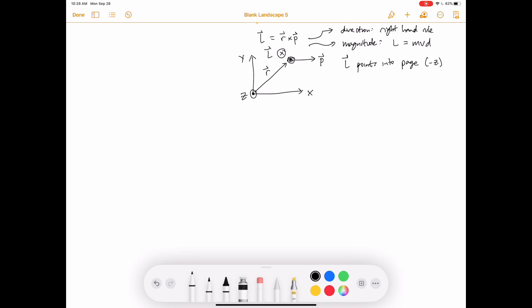Okay, so how about we calculate the magnitude? L is equal to the mass of the particle, that's 2.75 kilograms, times v, that's the speed, which is 45 meters per second, times d. Remember, d is the distance of closest approach.